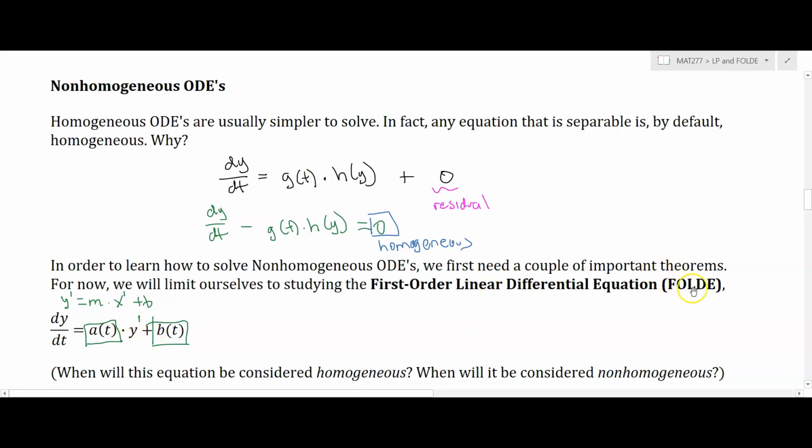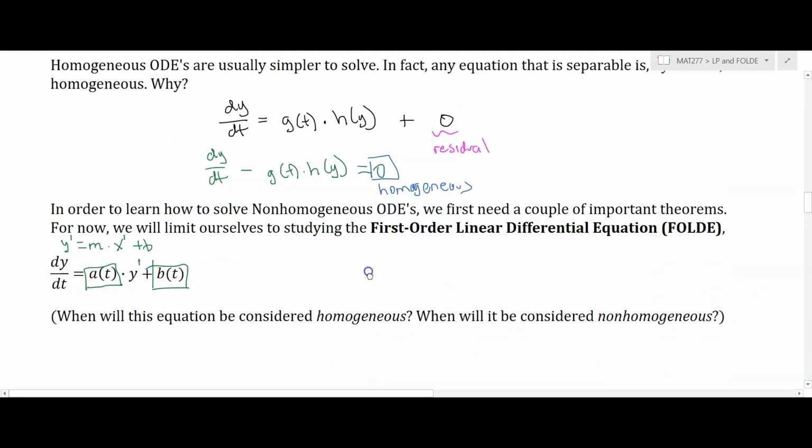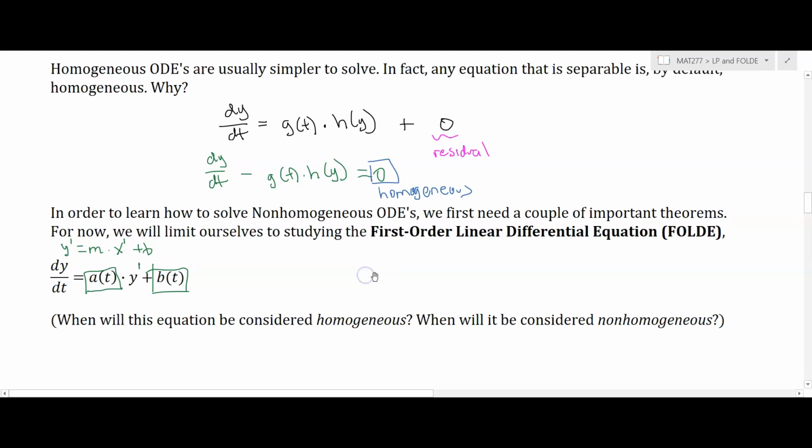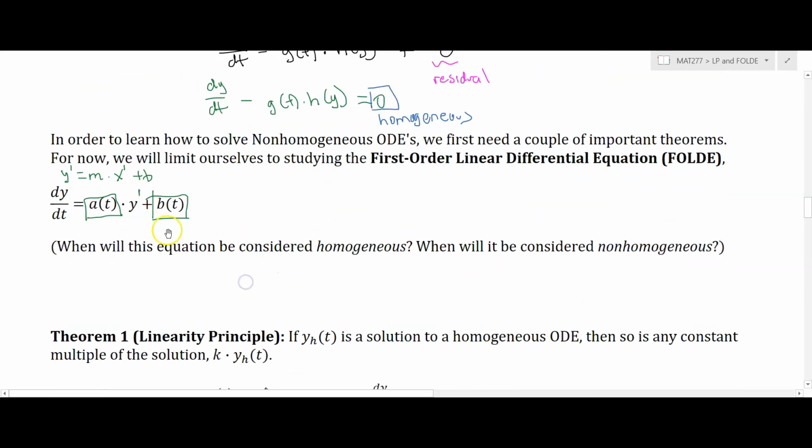We often just call these FOLDEs, because these labels can get long; second order, homogeneous constant coefficient linear differential equation is a lot to say every time. Now, for this equation, we said we were not going to make the distinction between homogeneous and non-homogeneous in the nomenclature, but we can study the homogeneous version of this equation, and that will be when b of t is equal to 0.